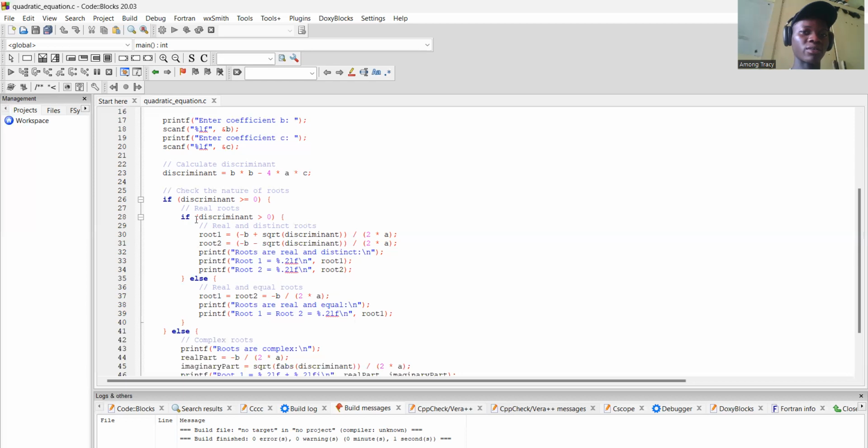Then you can carry on with the quadratic formula. You know all that; I will not teach it right now. I believe you know the quadratic formula, so you can fill it in. If the value under the bracket is greater than 0, then you get real roots. So we're going to first work with that.